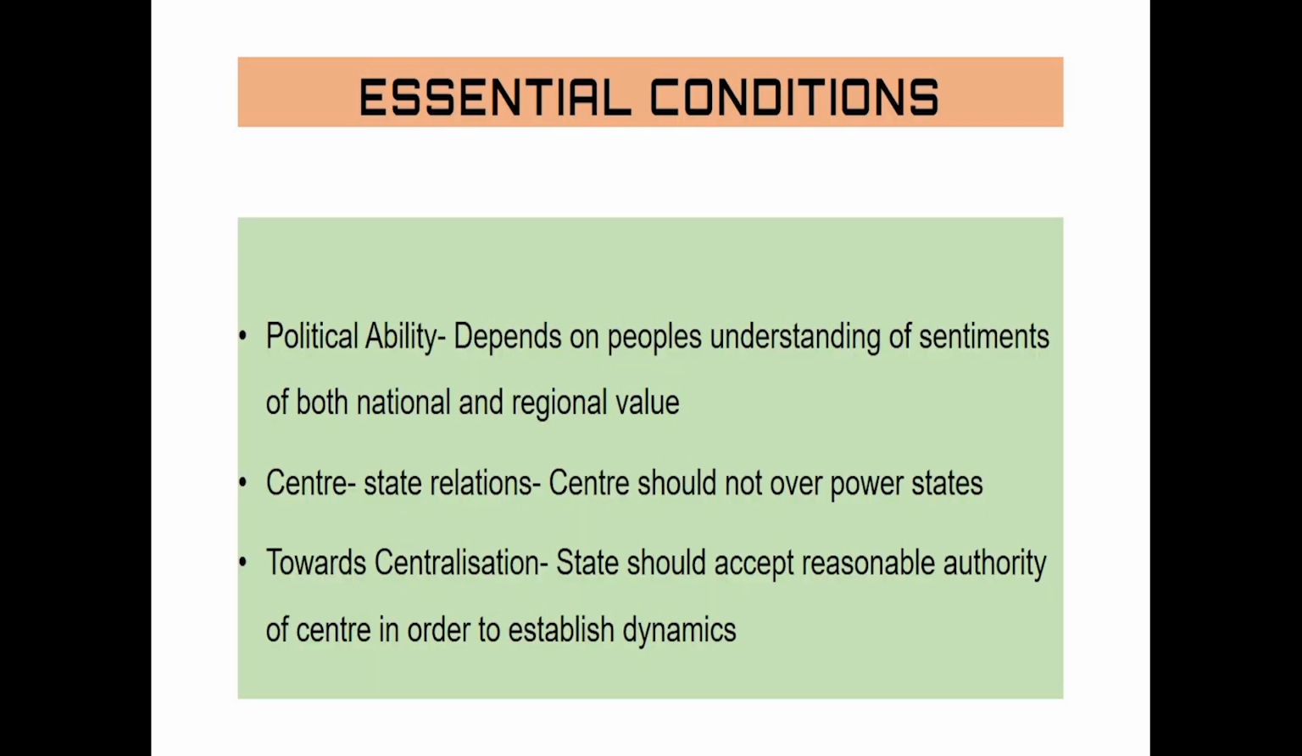Now another important feature is towards centralization. What happens in this is, as there is only one center and its arms are branched out to the various states, the states should also accept the reasonable authority of the center. Then only this center or the union will be the central branch of the tree. So it tries to establish the dynamics all over the nation.